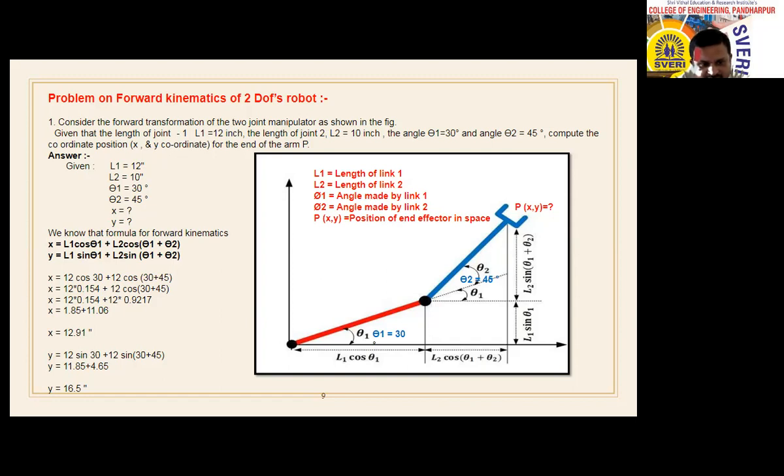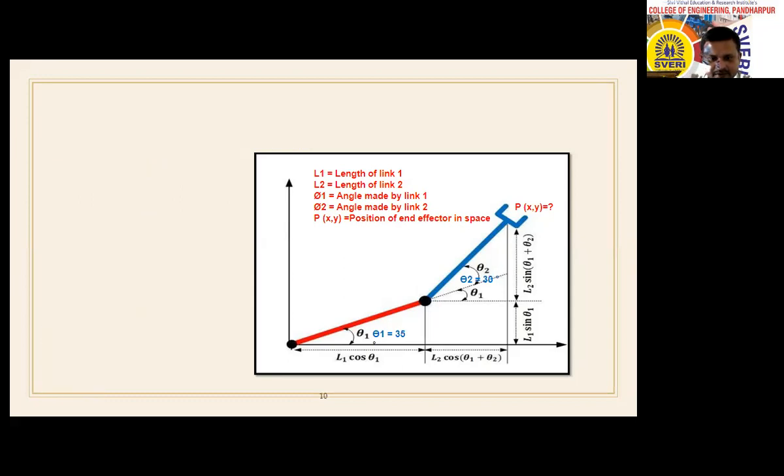y is equal to L1 sin theta 1 plus L2 sin of theta 1 plus theta 2. Therefore, y is equal to 12 sin 30 plus 12 sin of 30 plus 45, which is equal to y is equal to 11.85 plus 4.65. Therefore, y is equal to 16.5 inch. Now, these are the values of x and y.